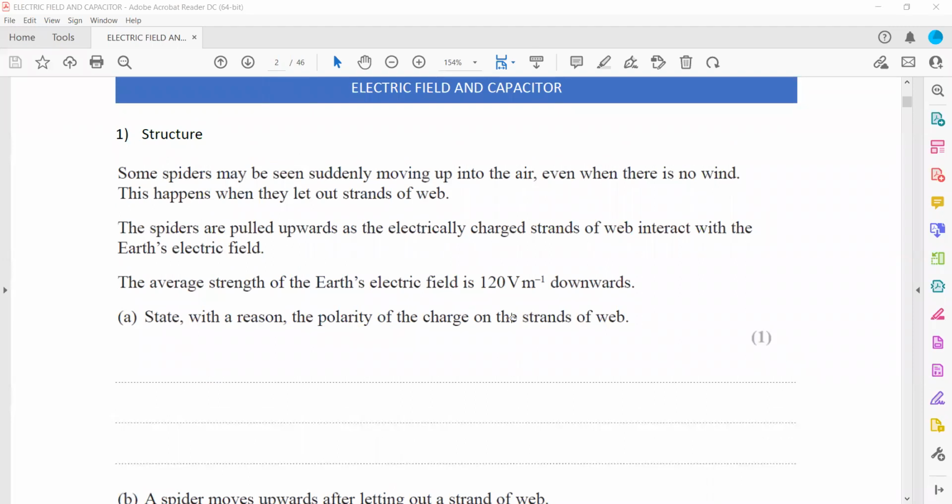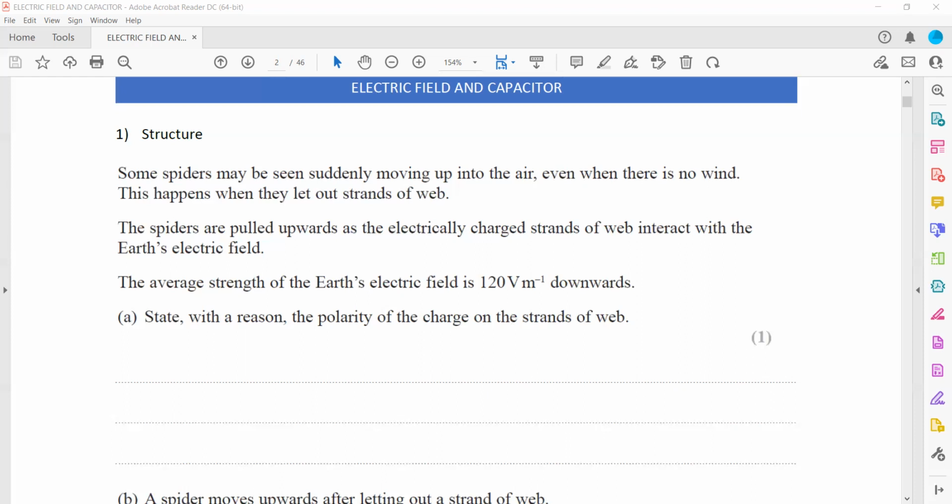Some spiders may be seen suddenly moving up in air even when there is no wind. This happens when they let out a strand of web. The spiders are pulled up as the electrically charged strand of web interacts with the Earth's electric field. The average strength of the Earth's electric field is about 120 volts per meter downward. State with a reason the polarity of the charge on the strand of web.